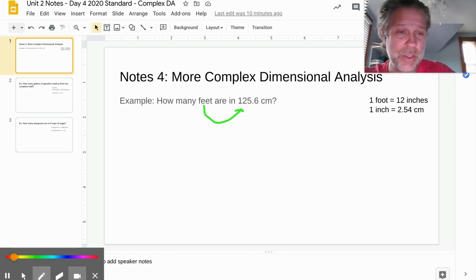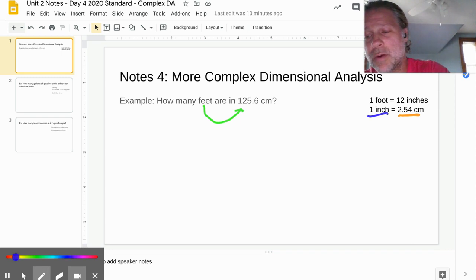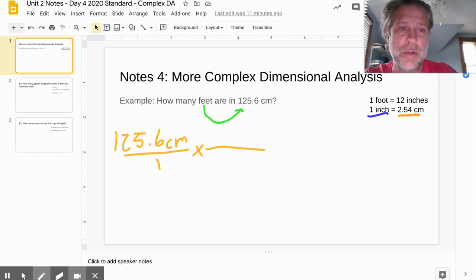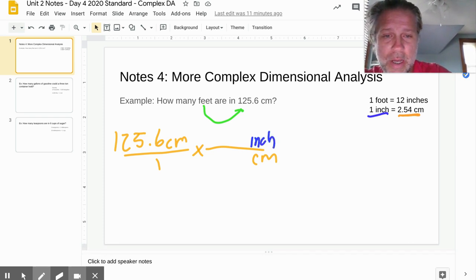So the first relationship that we need to sort of focus on is the fact that 2.54 centimeters equals 1 inch, and that's really pretty important. So just like we started with our problems yesterday, we took our given value, which in this case was 125.6 centimeters. Make sure we put our units in there over 1. And now I'm going to set up a fraction or multiply by another fraction using this relationship or conversion factor. So the way that I want to set my conversion factor up is so that my units of centimeters will cancel out. So I'm going to put centimeters on the bottom. And then because I'm comparing centimeters to inches, I'm going to put inches on the top.